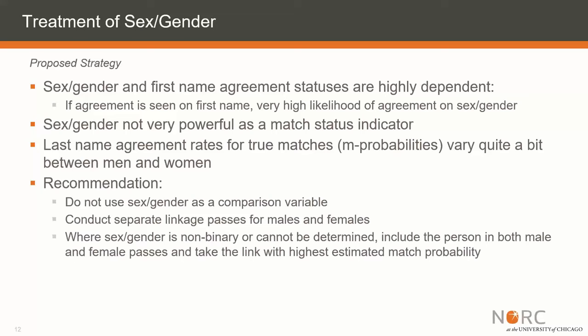My recommendation is do not use sex, gender as a comparison variable for scoring, evaluating whether a pair should be linked or not. But rather than doing that, conduct separate linkage passes for males and females. In cases where sex or gender is non-binary or it's a missing value, then I would actually create duplicate records for that person and run them through both the male and female passes. You could, of course, come up with a third category for people who are neither male nor female, but a lot of these statuses, well, I will say that they might be unstable. So I think it's actually more effective to run them through both a male and a female pass rather than creating a third pass for those who are neither male nor female. But depending on what you're seeing in your files, you could consider that as well.